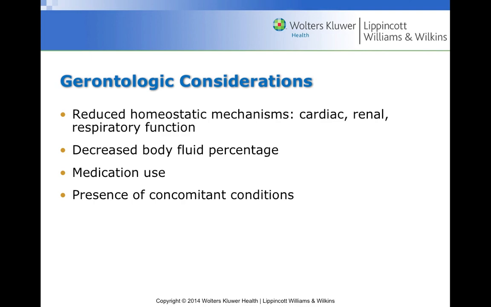So when we look at labs that we may expect when we're looking to evaluate that fluid volume, we want to look at the serum osmolality and the urine osmolality. This is the most reliable indicator of urine concentration. In healthy adults, your normal serum osmolality is 270 to 300.